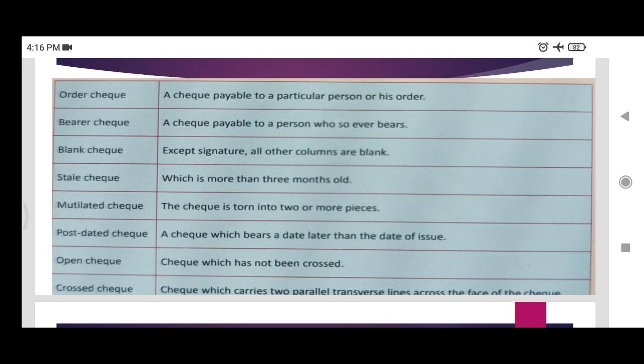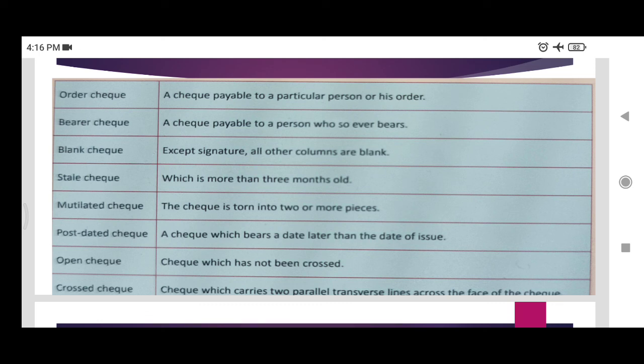Next one is the bearer check. A check payable to the person whoever bears. Bears means what? Who is the holder? Who holds the check? Such a kind of check we call a bearer check. Blank check is nothing but a check where all the columns are blank except the signature. Only the signature is written. That is what a blank check is.